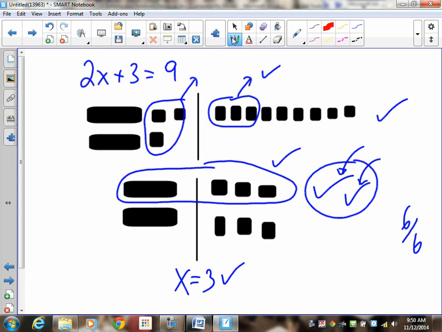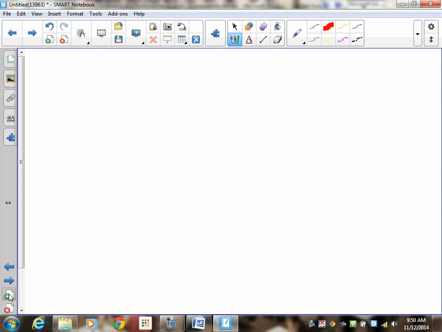Let's try one more of these, and then we'll move on to the rest of the lesson. So 3X plus 4 is equal to 13. Let's make it easier that way. Okay, so pause the recording and do this and see if you can get the marks.